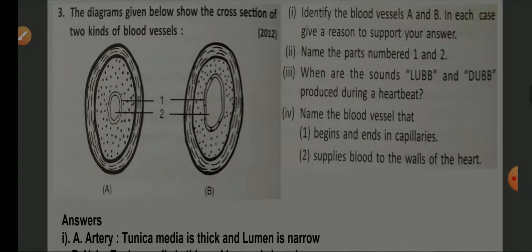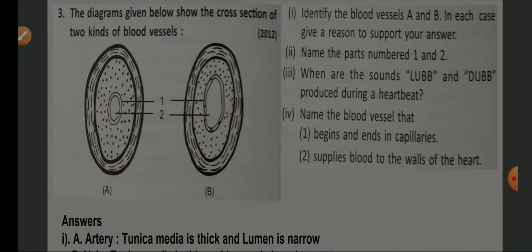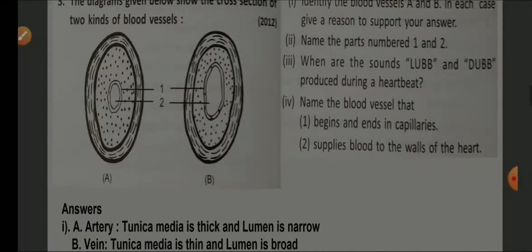So first one, A is artery and B is vein. How do you know? Because in A tunica media is thick and lumen is narrow, and in B tunica media is thin and lumen is broad. Name the part 1 and 2. 1 is tunica interna and 2 is lumen.